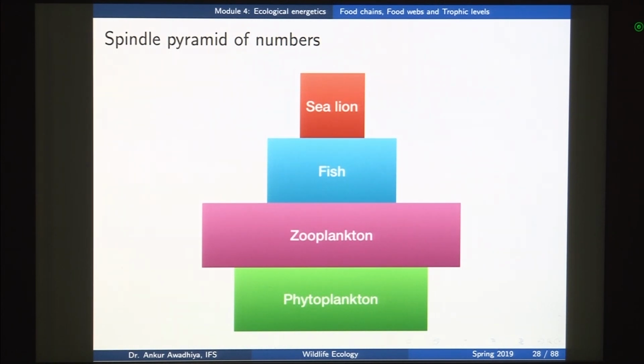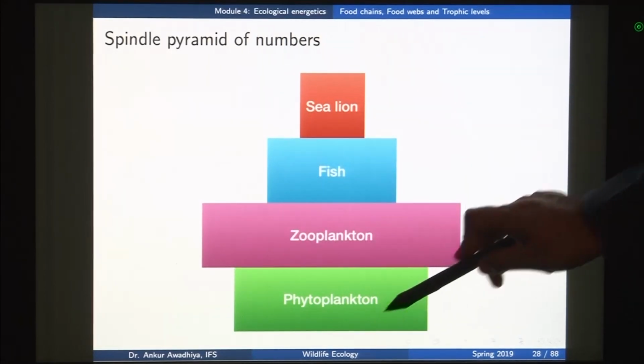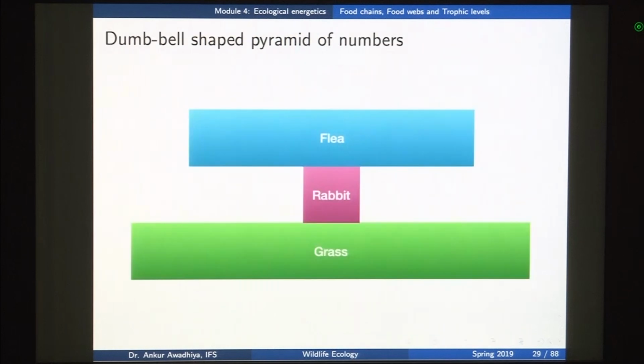So, here again we are observing a pyramid of numbers that has this shape. This is the shape of a spindle, or we can even have a pyramid of numbers that looks like a dumbbell. One such example is grass, rabbit, flea.